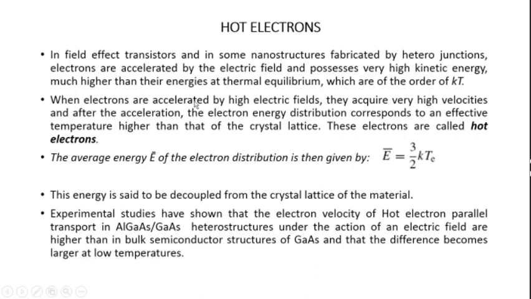When electrons are accelerated by electric fields, they acquire very high velocities, and after the acceleration, the electron energy distribution corresponds to an effective temperature higher than that of the crystal lattice. These accelerated electrons in the quantum wells of the nanostructure under the application of an electric field are called hot electrons.